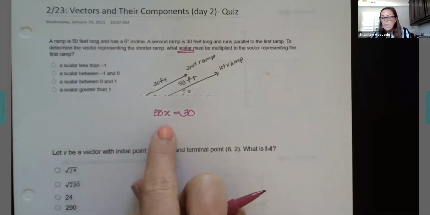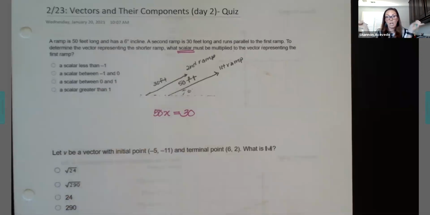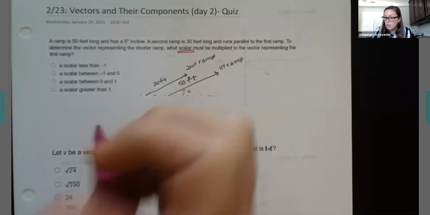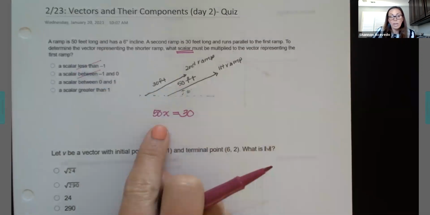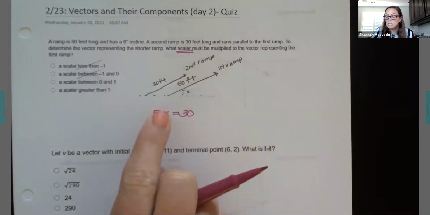Well, first of all, it's not going to be a negative number because they're pointing in the same direction. If they were going in opposite directions, that's when I would think about using those negative values when we talk about vectors. So it's not going to be a negative number. It's not going to be either one of those. What I need to figure out then is whether it's going to be something between 0 and 1, or greater than 1.